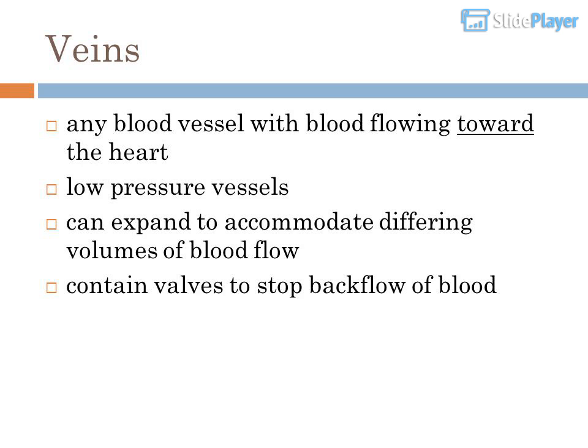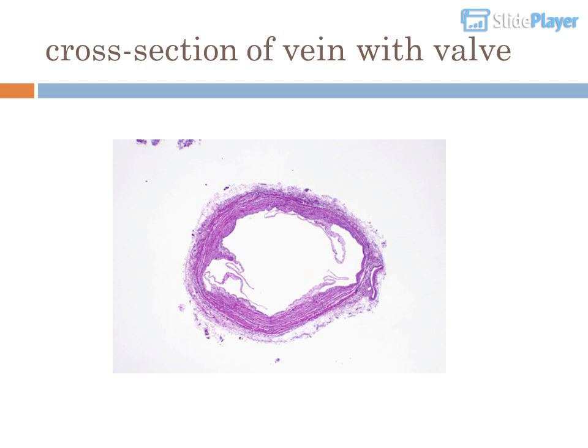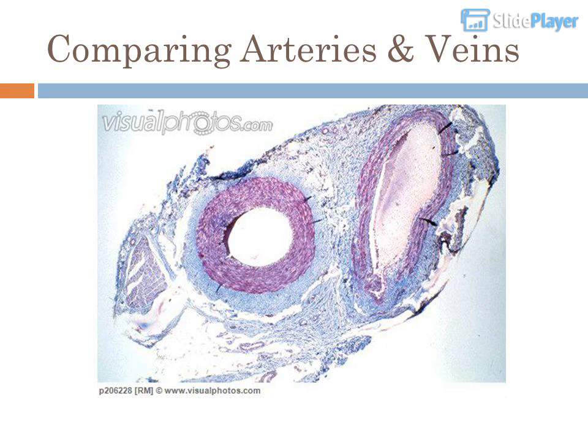Veins: any blood vessel with blood flowing toward the heart. Low pressure vessels. They can expand to accommodate differing volumes of blood flow. They contain valves to stop backflow of blood. Cross-section of a vein with a valve. Comparing arteries and veins.